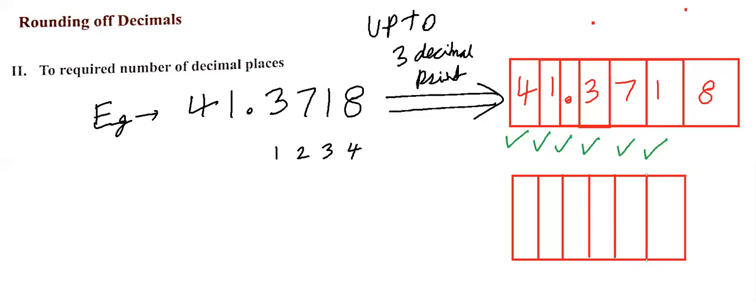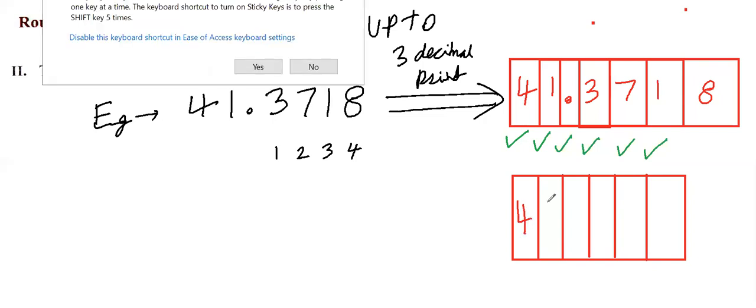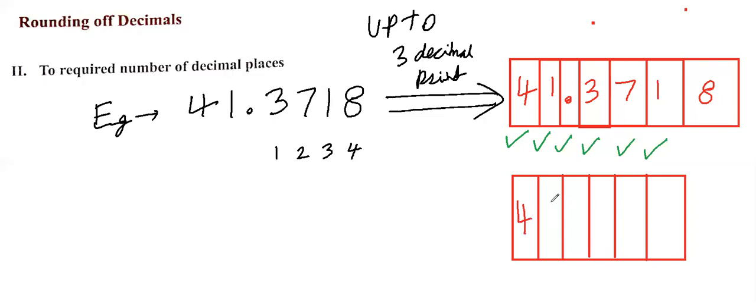So when I say only till 3 decimal places, what does that mean? It means I will get here 4, here 1, here the decimal point, here 3, here 7. But what should it be here? I don't know. Why? Because I want to round off this up to 3 decimal places. So here the number can be either 1 or 2.